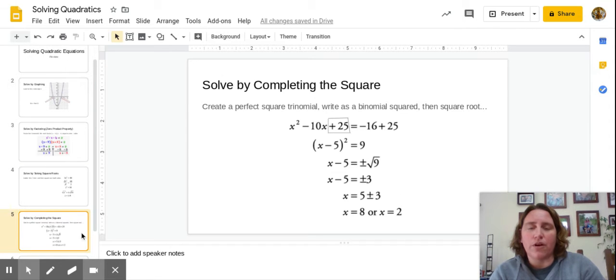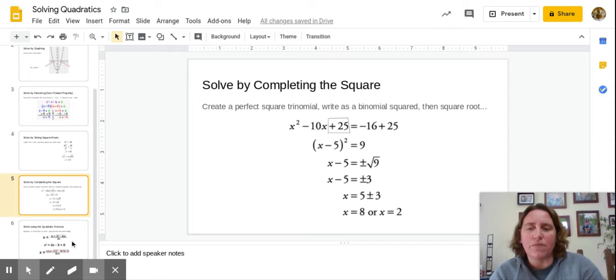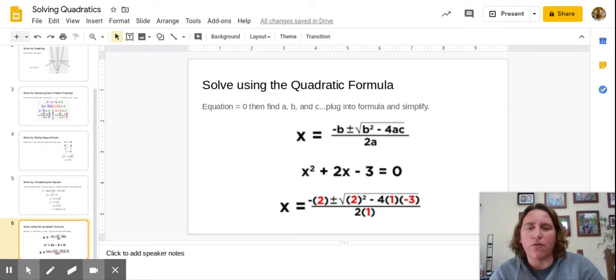Then the fourth option we talked about was completing the square. So when we solved by completing the square, we had that nice box in there. We found the perfect c value to make the perfect square trinomial. We wrote it as a binomial squared, square rooted both sides, and ended up with our 2 answers that way. And then the last option that we had was solving using the quadratic formula. It did need to equal 0. We found the values of a, b, and c, and then we plugged them into our formula of x equals negative b plus or minus the square root of b squared minus 4ac all over 2a.